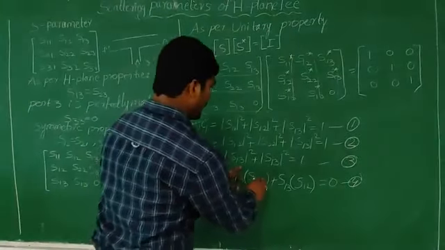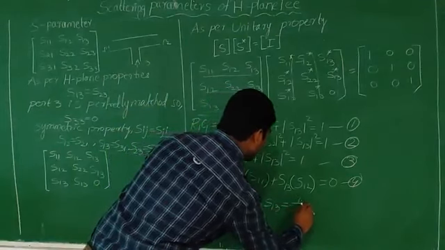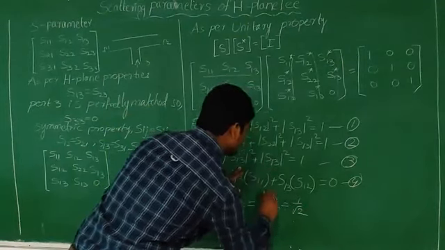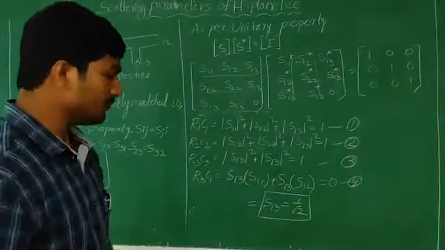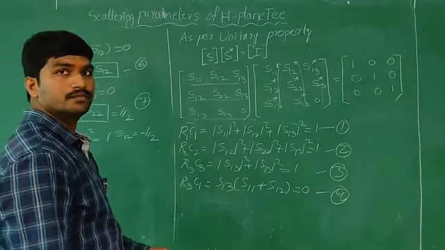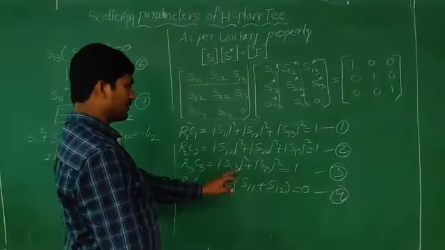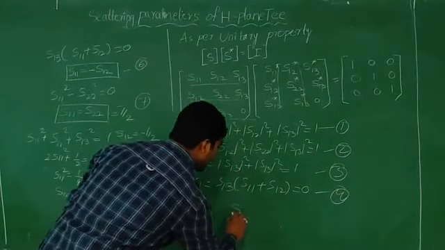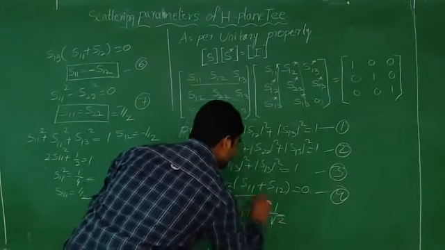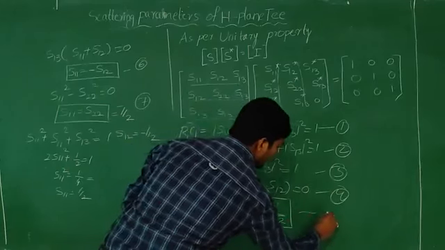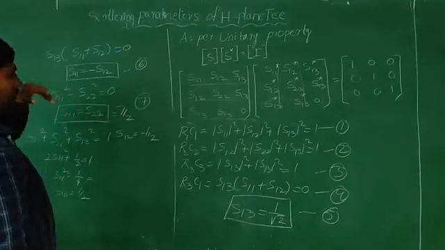Here we can write S33 is equal to 0. We will see all values. By using the third equation, we can write S13 equals 1 by root 2. It is the fifth equation. Now we are going to derive the sixth.